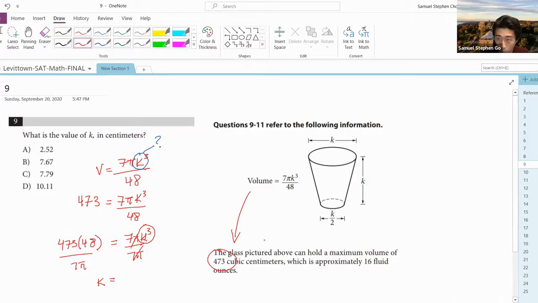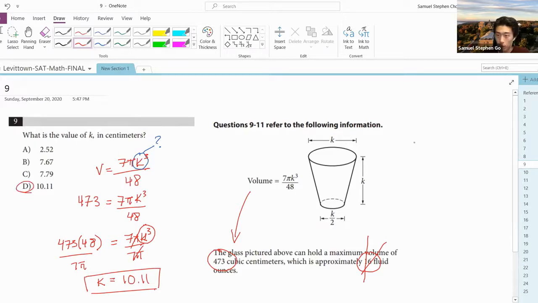While Josh is doing the calculation here, realize we did not use at all in this problem the 16 fluid ounces. This is completely irrelevant, at least for this question number 9. It might be useful later. And we arrive at 10.11, which is answer choice D.